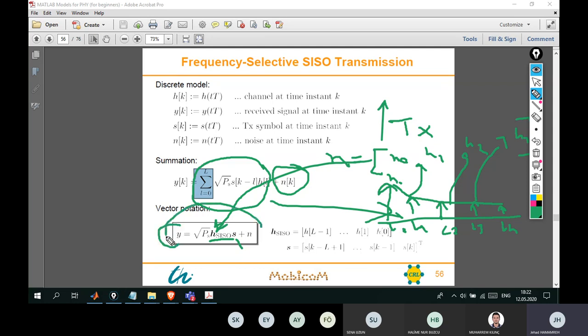So this equation is very important. You will model it in MATLAB. Okay, you model the channel as a complex vector, and s is a complex value, square root of PS is one real value, and n is a complex sample drawn from a normal Gaussian distribution, and y is the received signal.